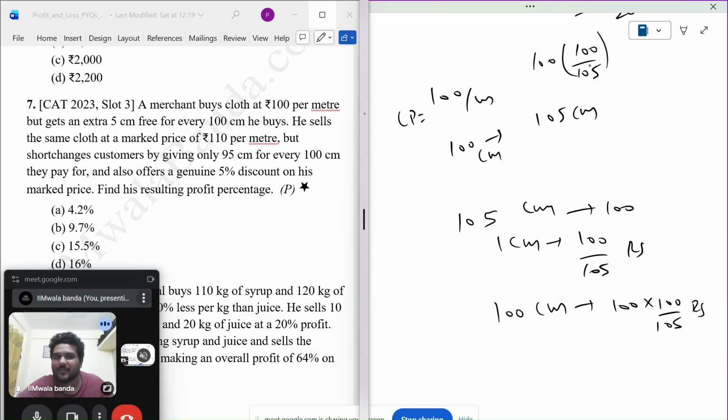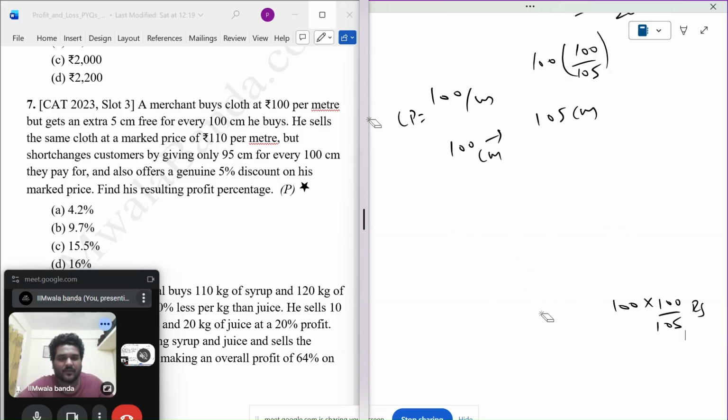And in this case, it will be 100 upon 105 because I want to reduce this overall number. Or you can think in unitary method, but this is much faster. Next, he sells the same cloth at 110 rupees per meter, but shortchanges customers, deceives them by giving only 95 centimeter for every 100.